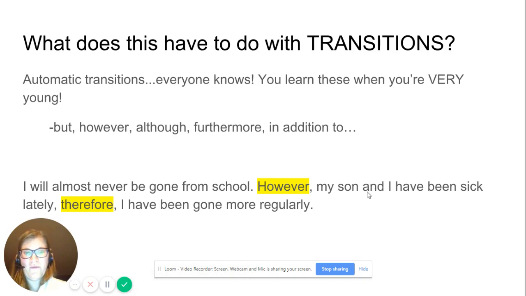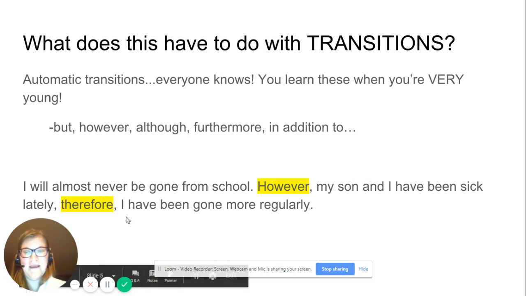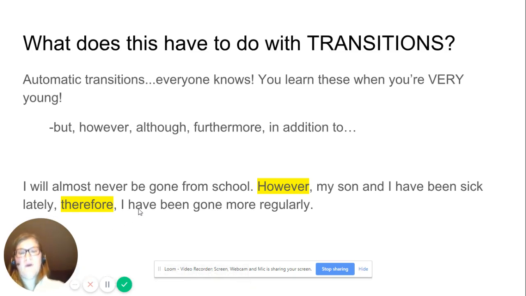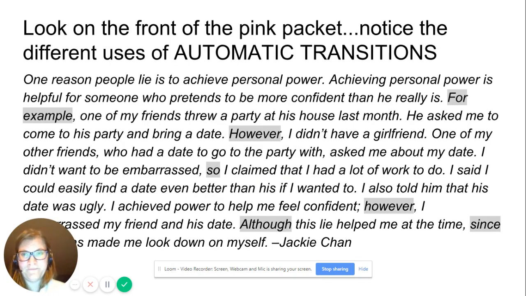So even though this sentence contradicts the first one, I'm almost never gone from school, my son and I have been sick lately. Those two contradict each other, but these two sentences, my son and I have been sick lately, I have been gone more regularly, show a direct correlation. Because we've been sick, I've been gone more regularly. So these transitions show a relationship between each other.